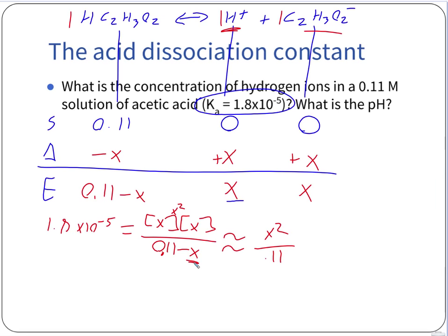So 1.8 times 10 to the negative fifth equals x squared over 0.11. We're going to multiply both sides by 0.11, and doing this we end up getting that x squared is equal to 0.11 times 1.8 times 10 to the negative fifth. Actually, let's go ahead and take the square root of that as well. And we end up getting 0.001407 molar.